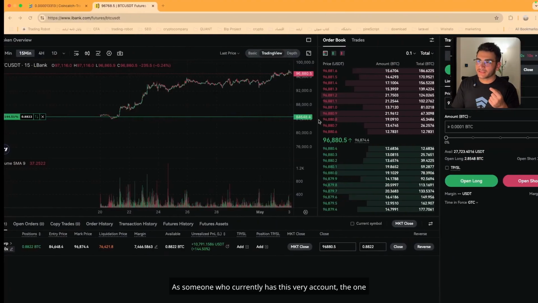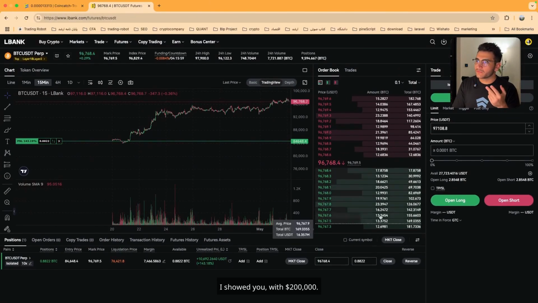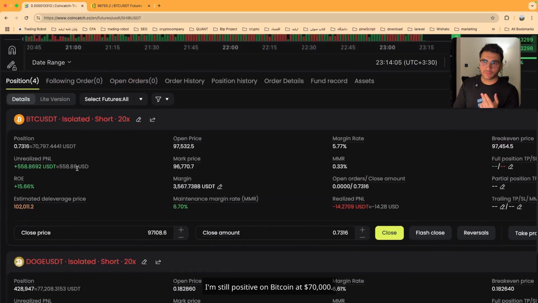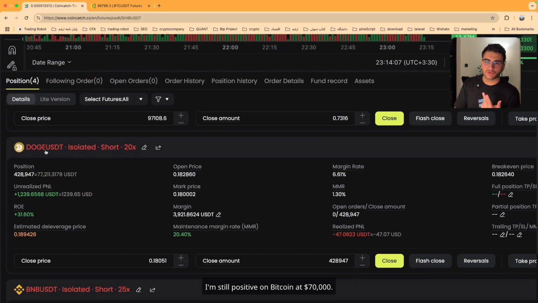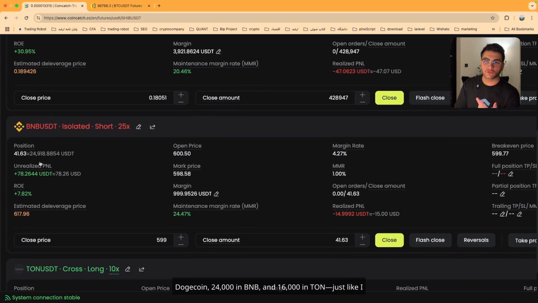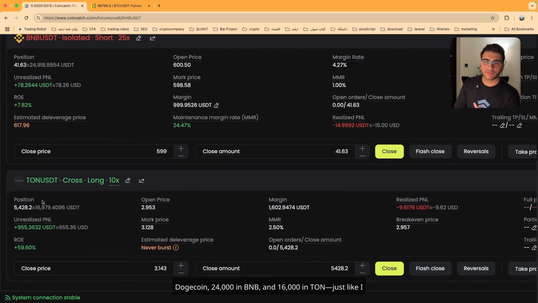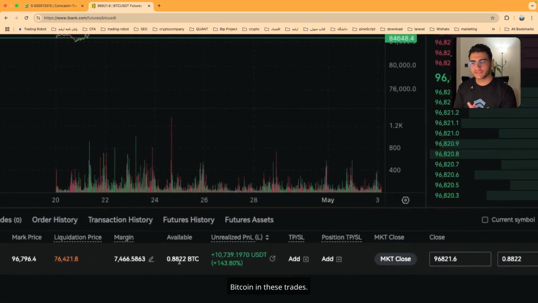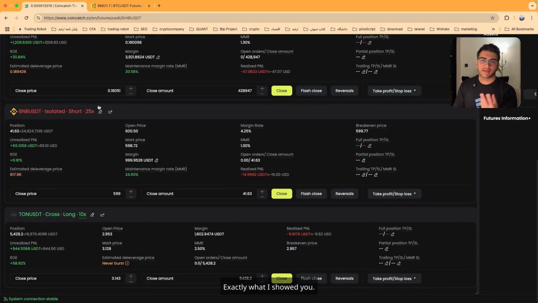As someone who currently has this very account, the one I showed you, with $200,000. I mean, look at this trade right now. I'm still positive on Bitcoin at $70,000. I've got 70,000 in my Bitcoin trade, 77,000 in Dogecoin, 24,000 in BNB, and 16,000 in TON, just like I showed you. With Bitcoin here, I think it's close to 1 whole Bitcoin in these trades. Exactly what I showed you.